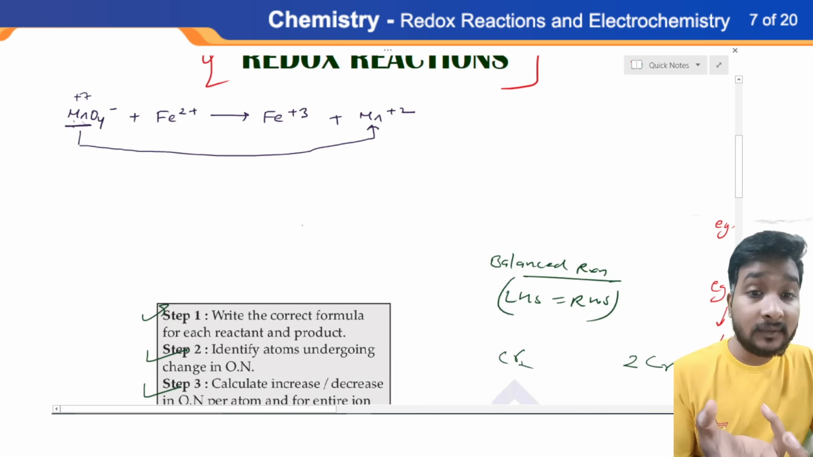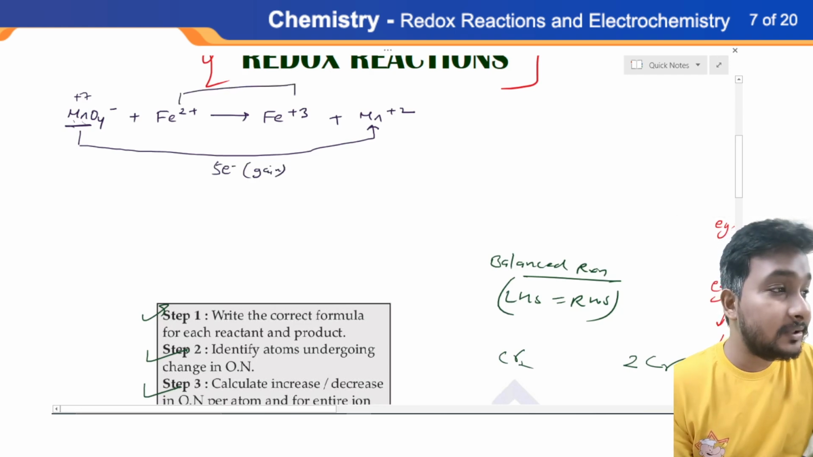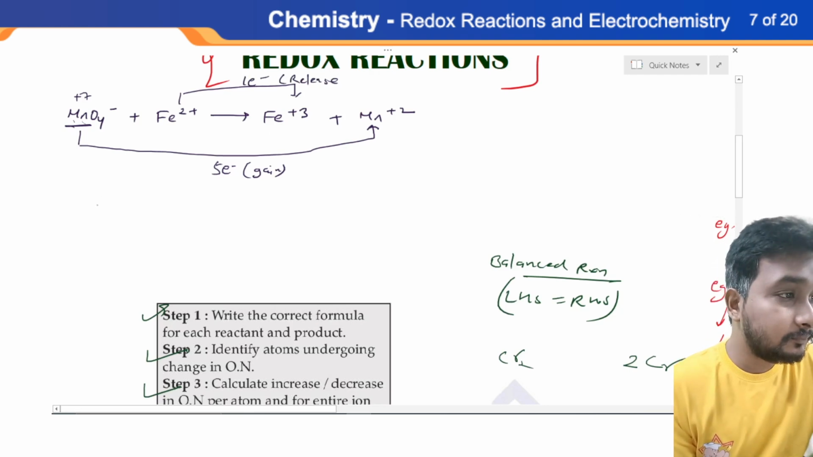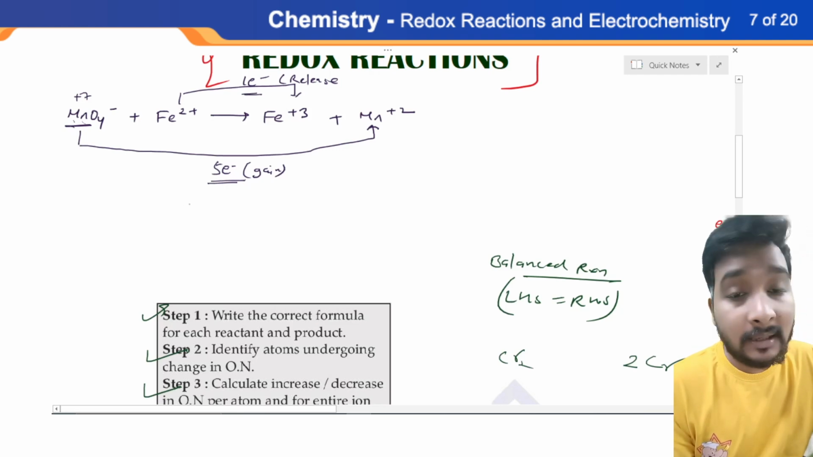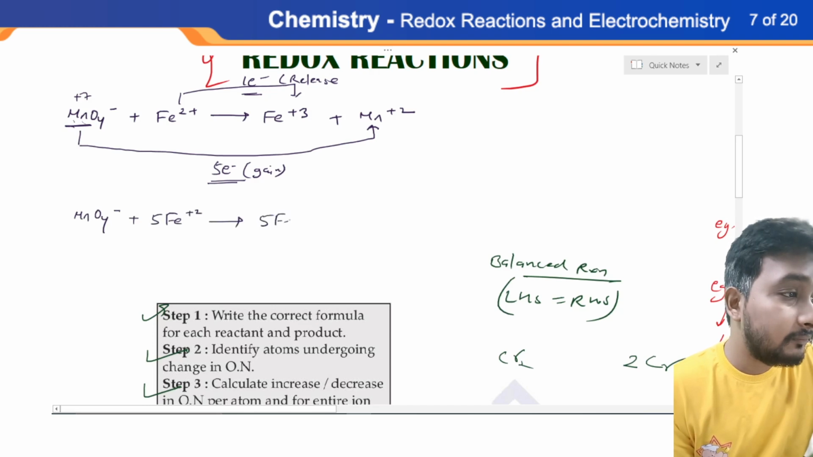It means it is gaining or removing? Gaining 5 electrons. But in Fe, from plus 2 to plus 3, it is releasing 1 electron. Now, before balancing, these values should be multiplied oppositely. It means 5 should be multiplied with Fe and 1 should be multiplied with Mn. So MnO4 minus plus 5 Fe2 plus gives out 5 Fe3 plus and Mn2 plus.